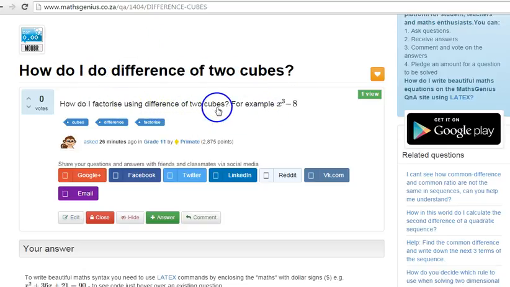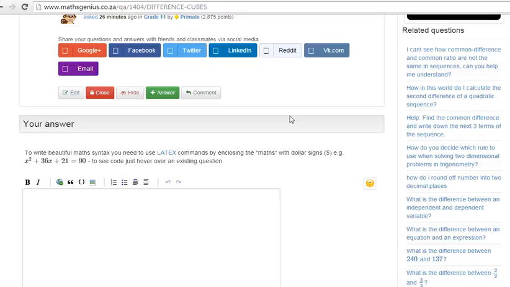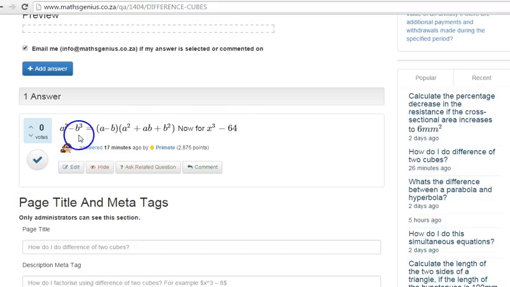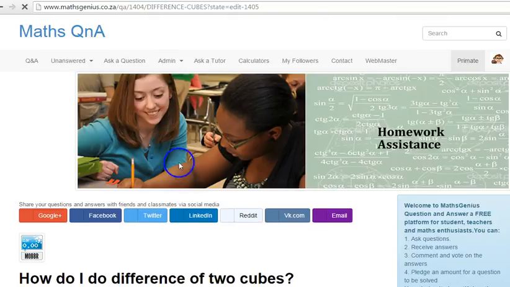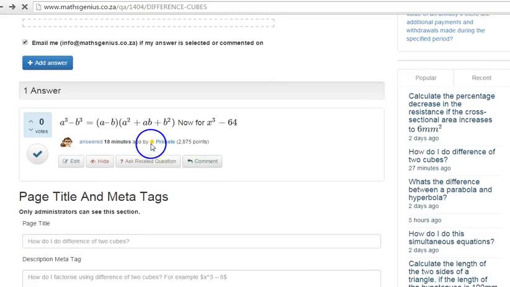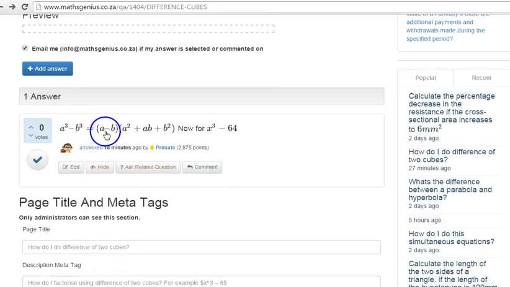So factorization using difference of two squares, two cubes, and then for example x cubed minus 8. So if you look at it, we're saying that the rule for difference of two cubes is a cubed minus b cubed is equal to a minus b, right? So let me just go back a bit so that you can see it nicely. So a cubed minus b cubed is equal to a minus b multiplied by the trinomial a squared plus ab plus b squared. So now for x cubed minus 64, this is what we want to try and show how to factorize it using this rule.